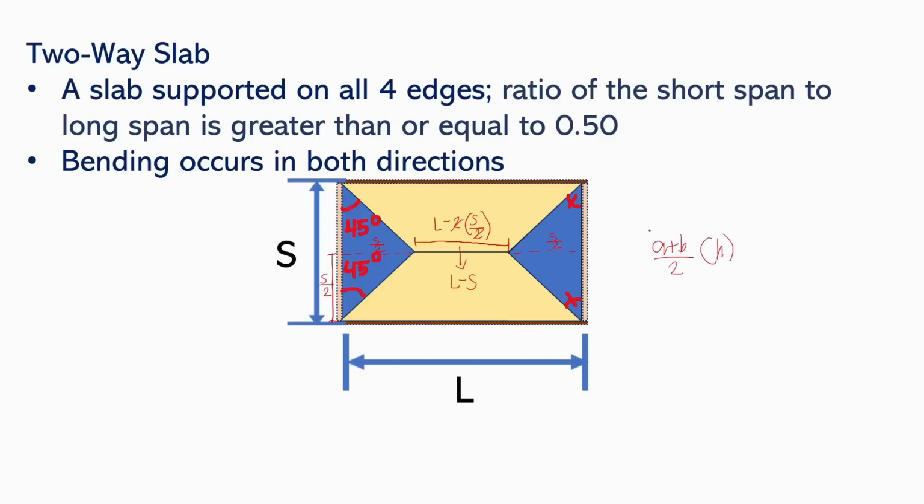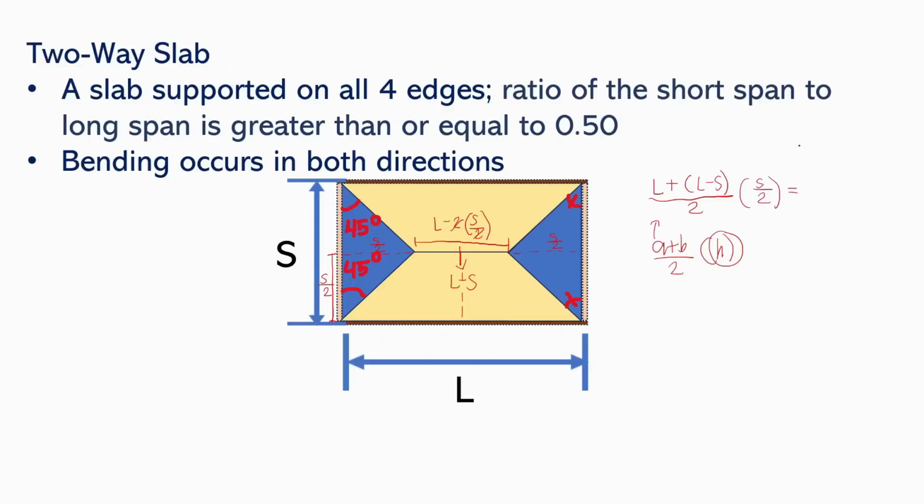Now, our a will be this distance, which is L. And then our b will be this distance, which is L minus s. So, L plus L minus s, and then divided by 2 multiplied by h. Our h will be this distance, that's equal to s over 2. So, this is essentially L plus L minus s divided by 2 and then multiplied by s over 2.